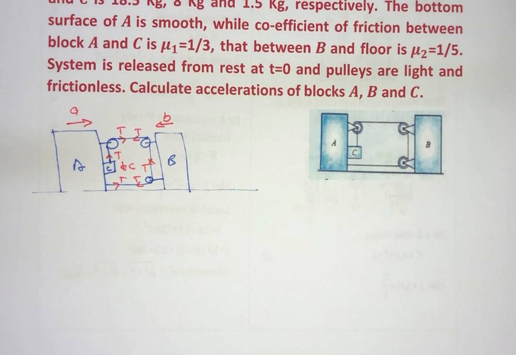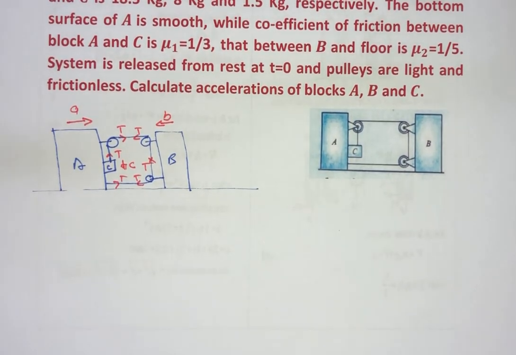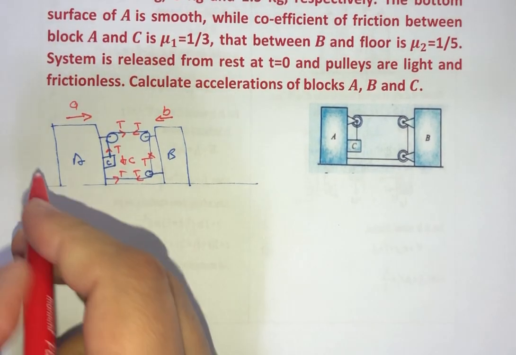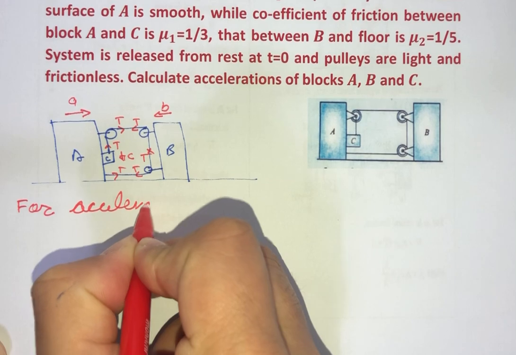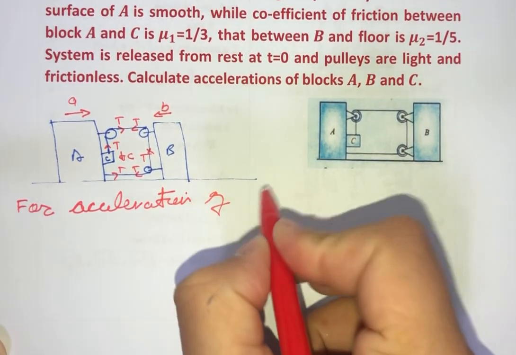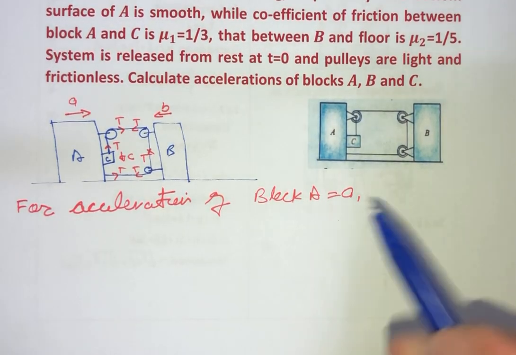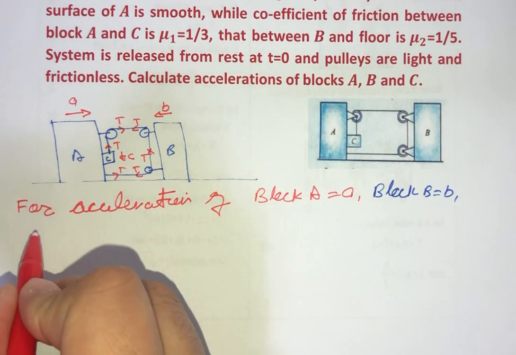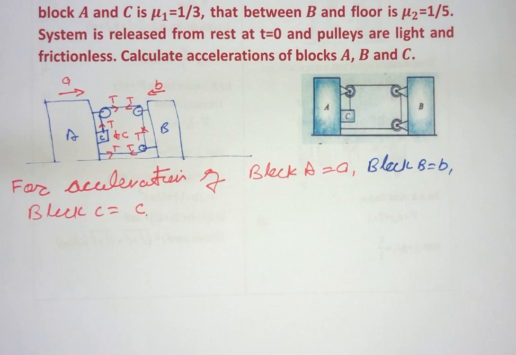So we can use the relationship of the product of tension and acceleration and try to find the relationship between A, B and C. Say the acceleration of block A is A, of block B is small b, and of block C is small c. So let us start from here.